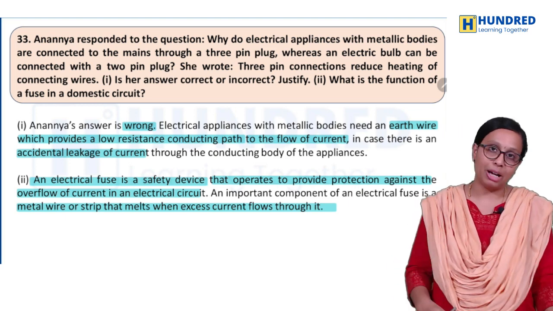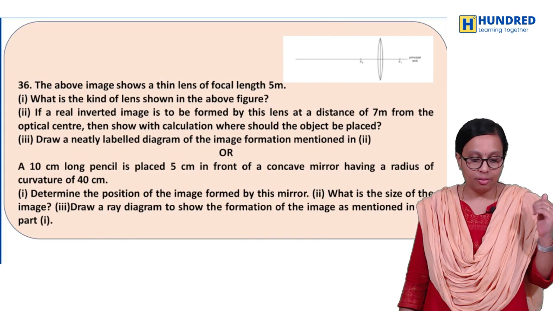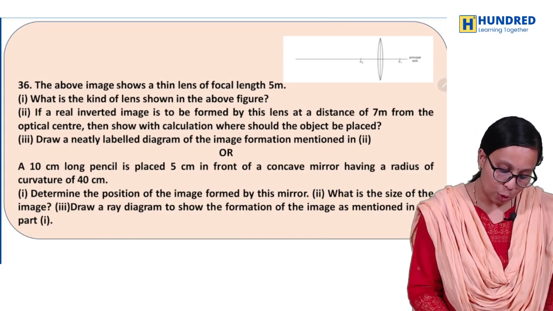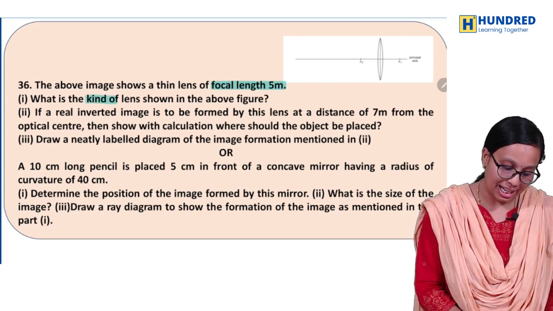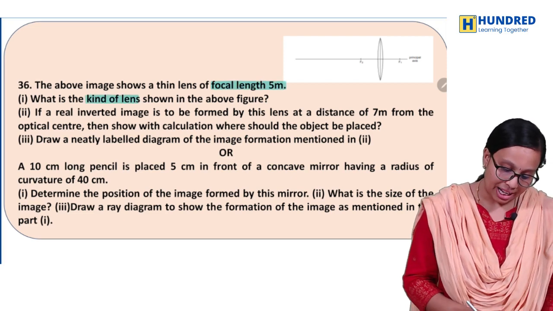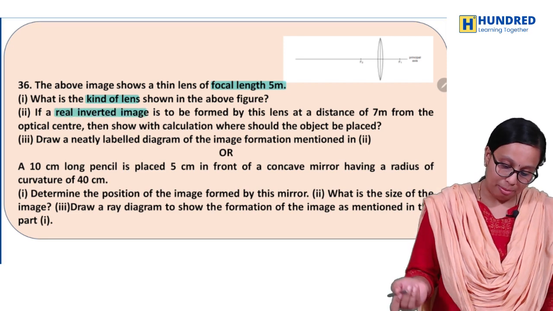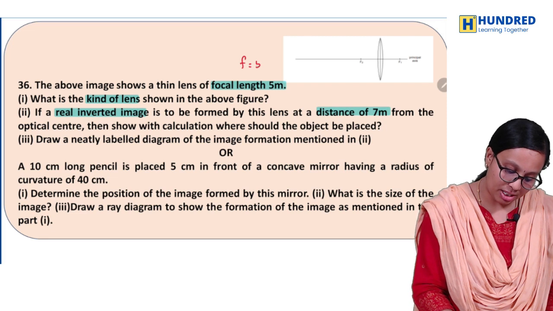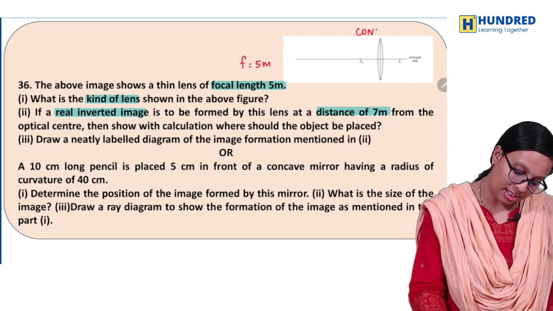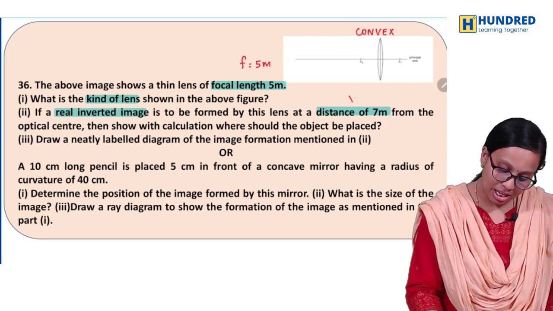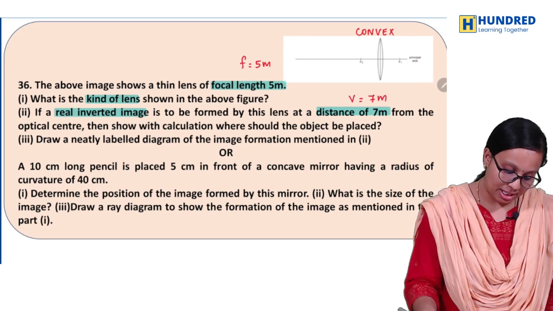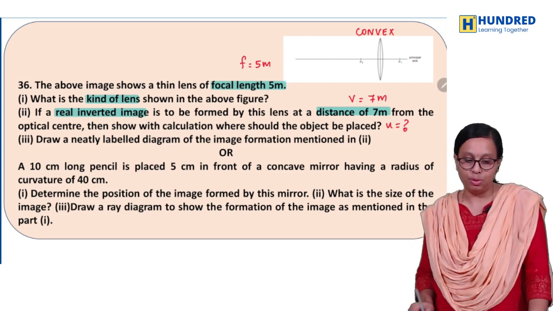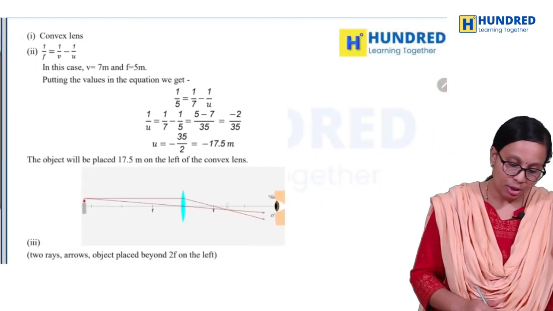So this is about the 3-mark questions. Then moving on to the 5-mark question. Here you have an image of a lens whose focal length is 5 meters. They are asking you the lens. So it's a convex lens. And a real inverted image is formed at a distance 7 meter. So F is 5 meter. It's a convex lens, and then you're getting an image at a distance 7 meter. The question is you should find U. They're asking you where is the object. And draw a labelled diagram. So it's a simple question.